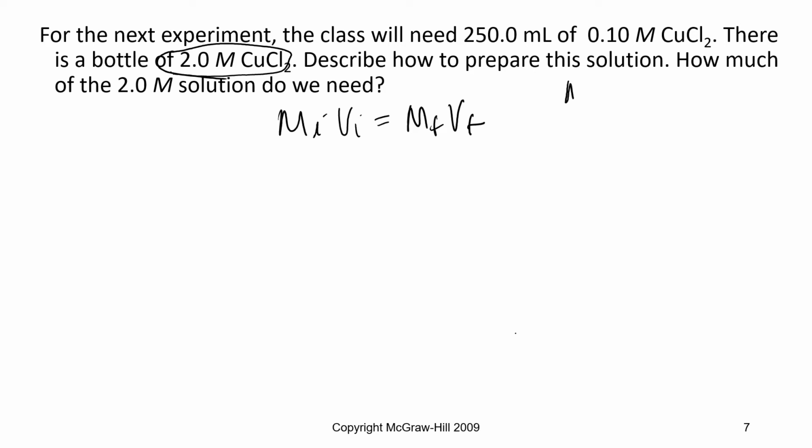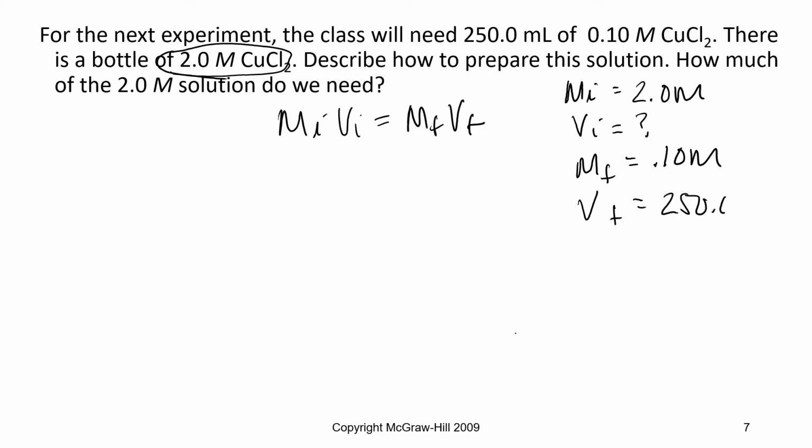So M initial equals 2.0 molar. V initial is what we're looking for. M final is 0.10 molar. And V final is 250 mL.